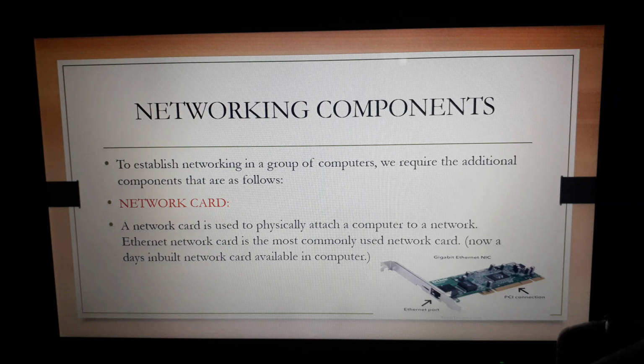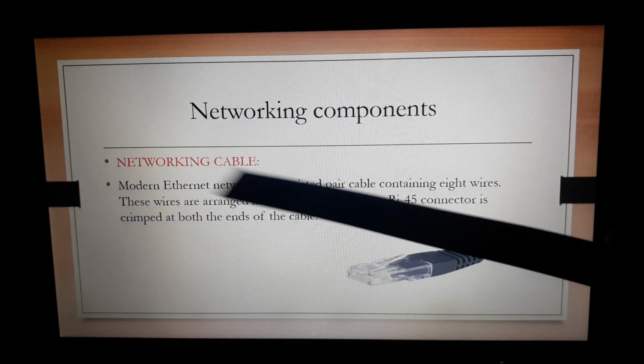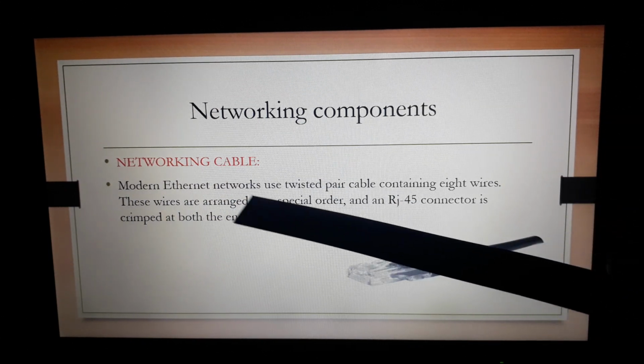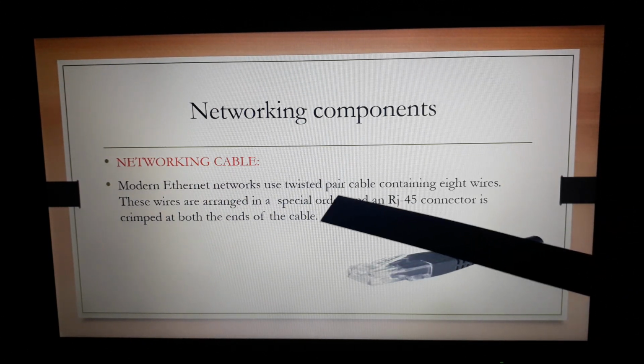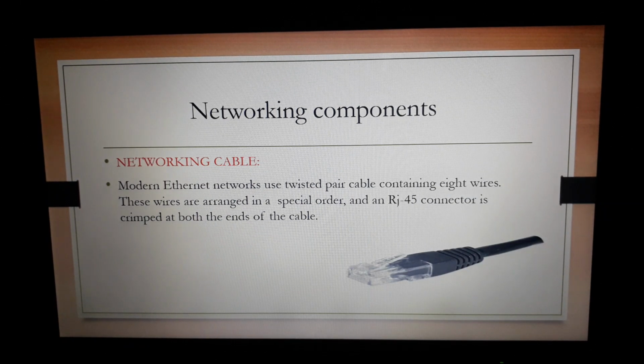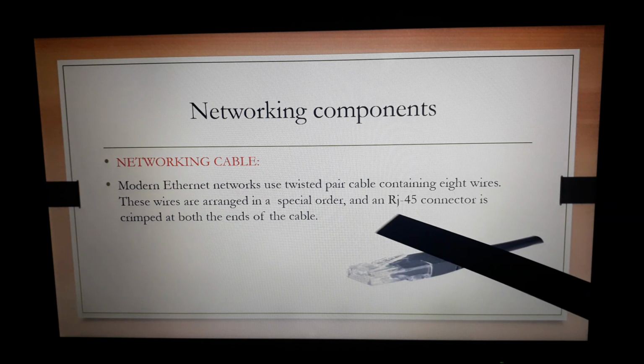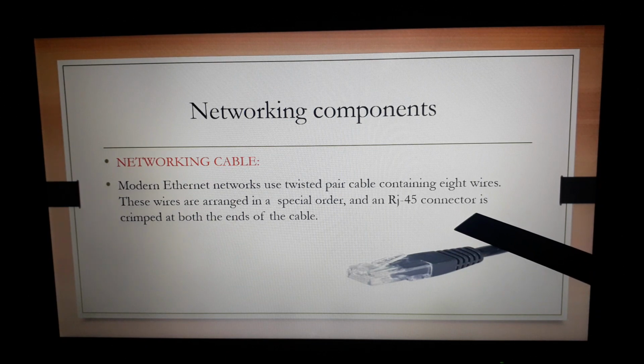Got it? Now the next component is networking cable. Modern Ethernet networks use twisted pair cable containing 8 wires. These wires are arranged in a special order, and an RJ45 connector is crimped at both ends of the cable. Look at this image, it is known as an RJ45 connector.